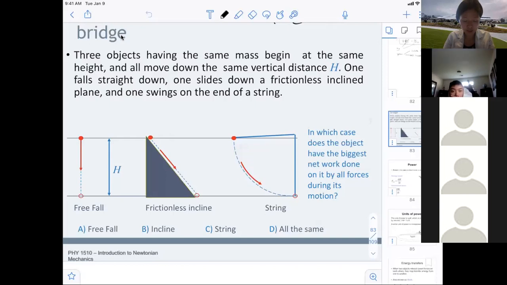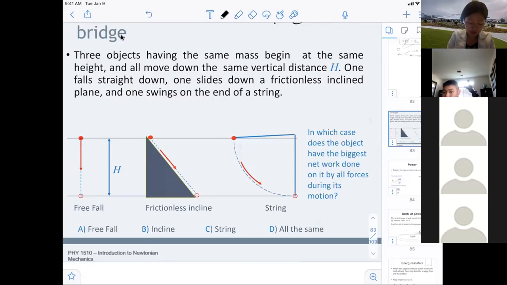Now let's look at this particular bridge question that you have already done. It has to do with possible work done by other forces. Now there are three different scenarios. One is just an object falling, free fall. Now we know that the only force on it is gravity. So the only work is also gravity, MGH, during that process.